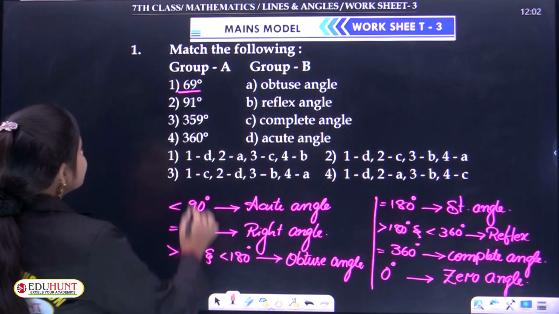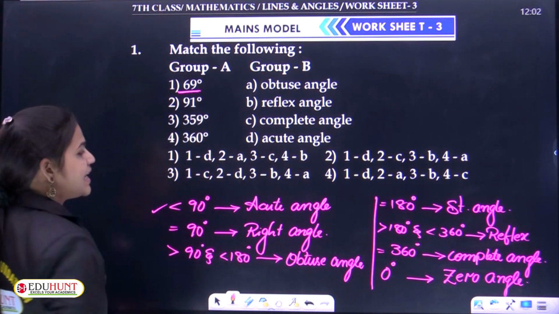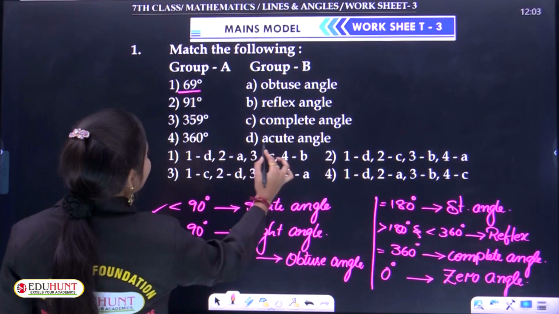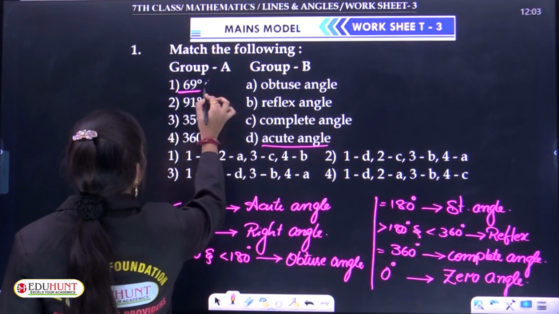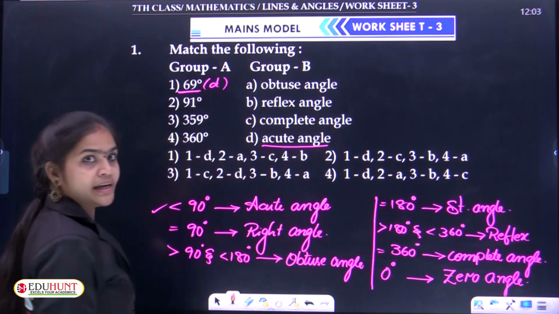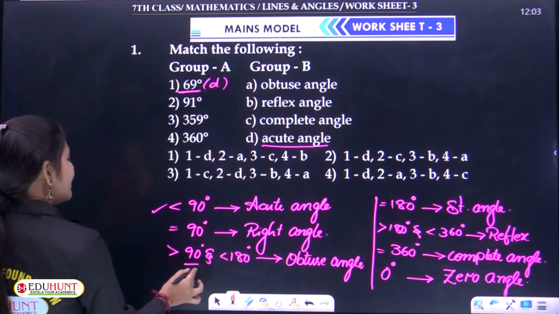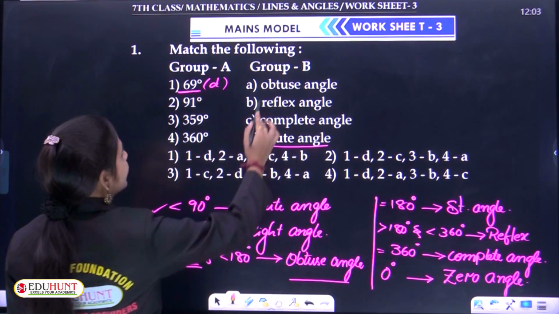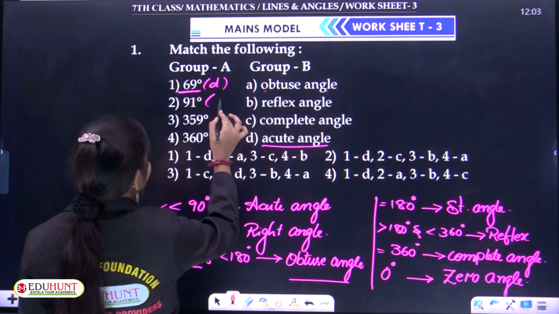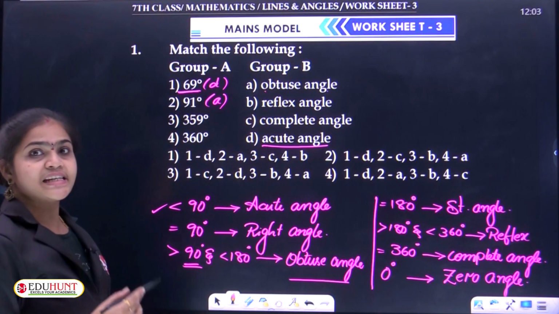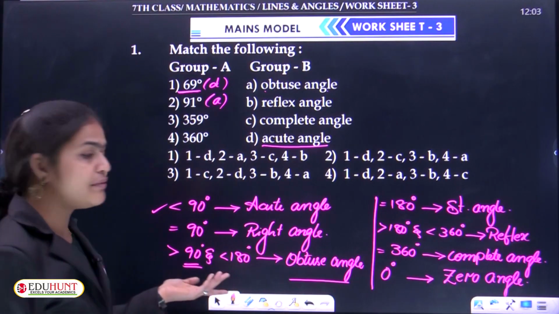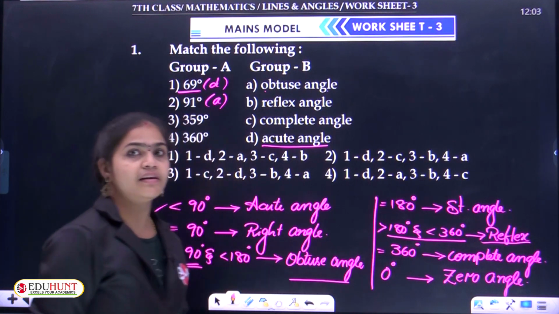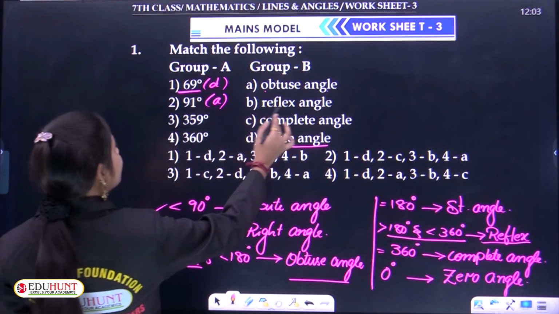Now observe this one. 69 degrees means less than 90 degrees only, no? Less than 90 degrees means that is acute angle. Where we have acute angle, that is option D. Next, 91 degrees. 91 means greater than 90, that is obtuse angle. So here we have obtuse angle, option A. Next, 359. 359 comes under reflex angle. So here reflex angle is there.